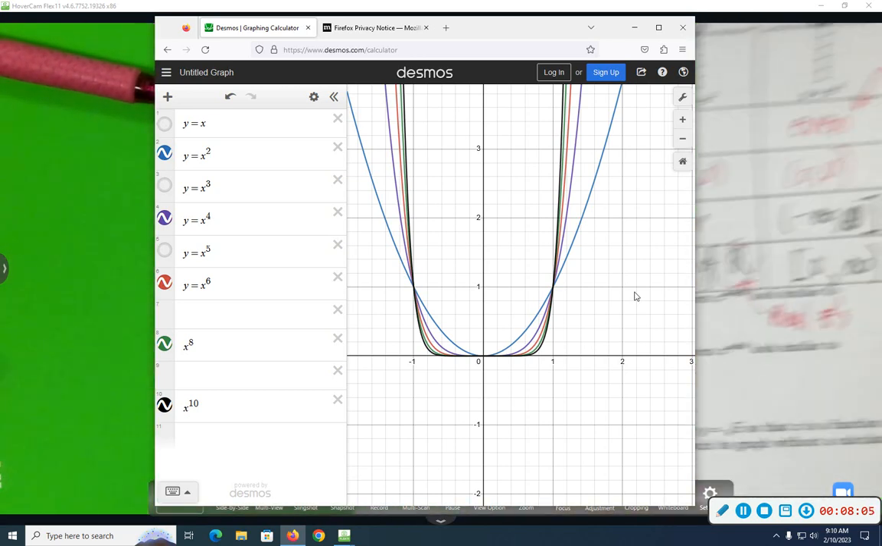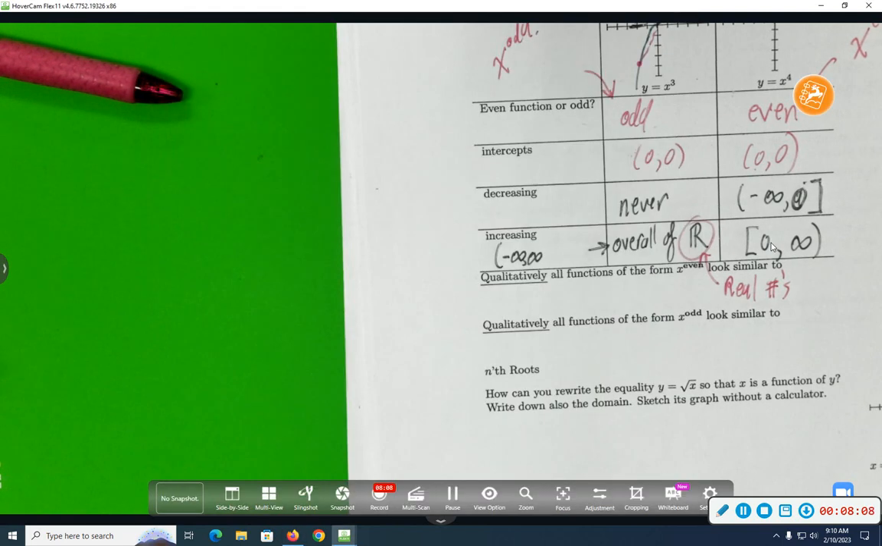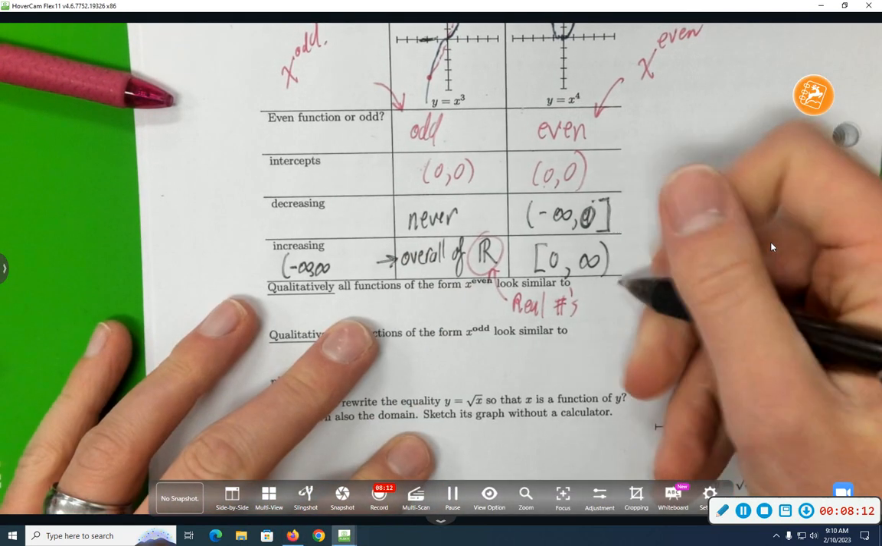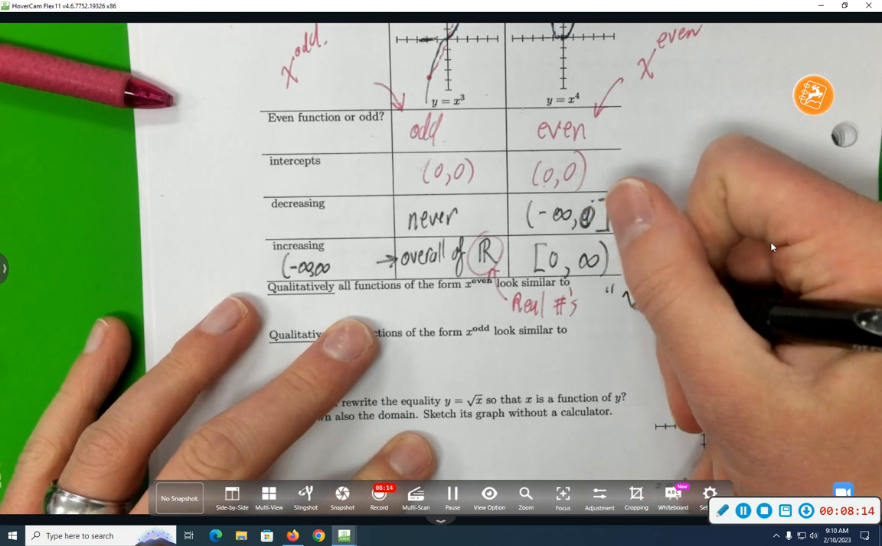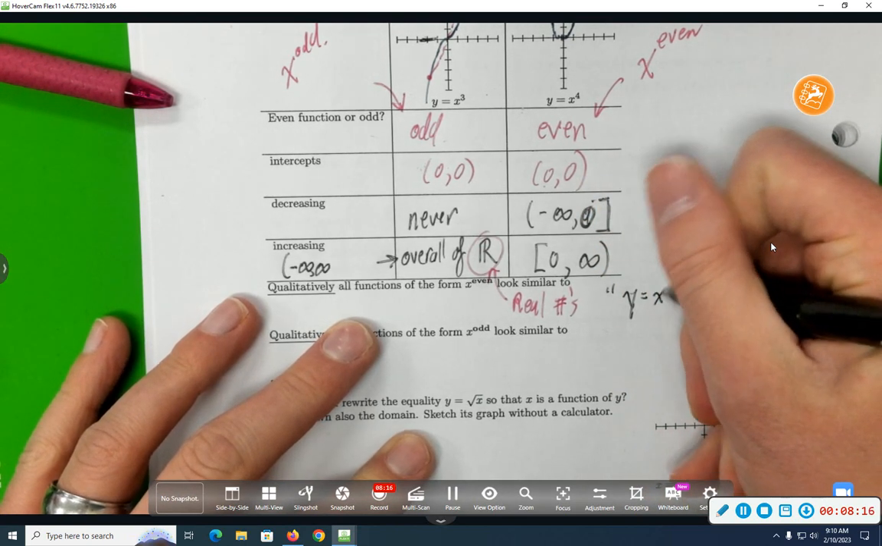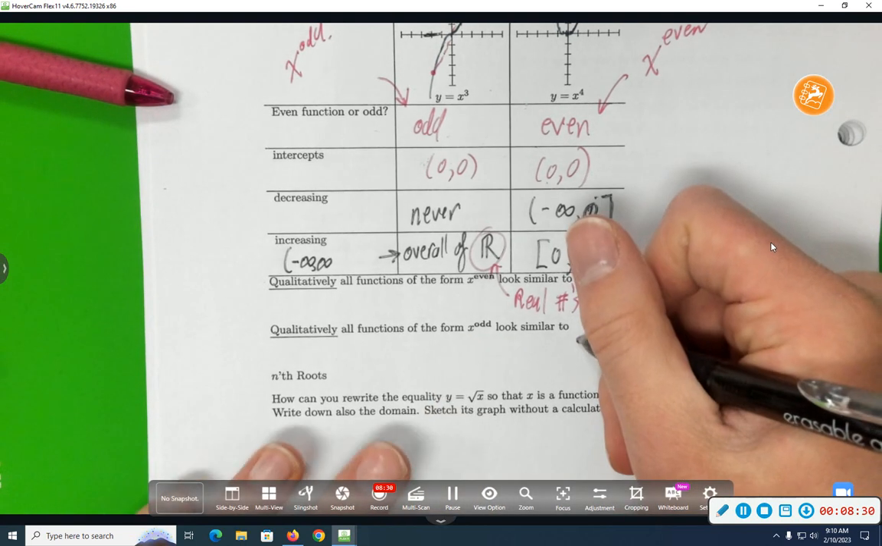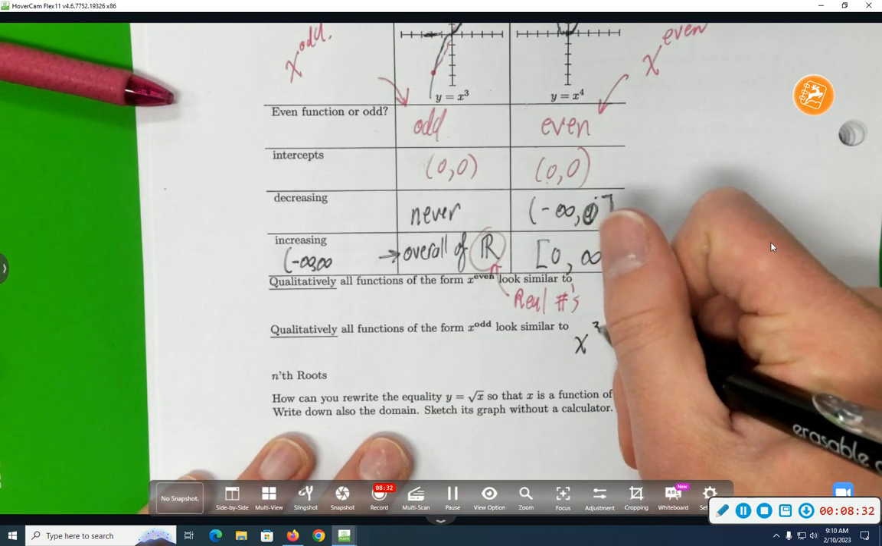Qualitatively, all of the functions of the form x to the even look similar to "y equals x squared." And I'm putting this in quotes because there are differences. X to the 4th is different from x squared, but it looks qualitatively similar. It opens upward in a bowl shape. Same thing with all of the odd power functions. Anything of the form x to the odd looks similar to x cubed.